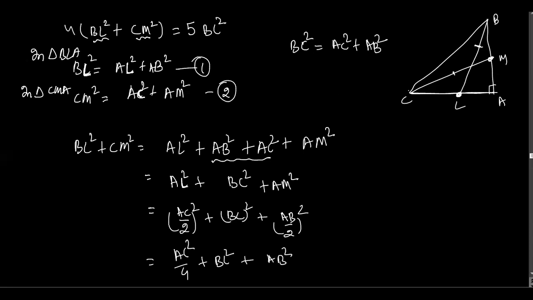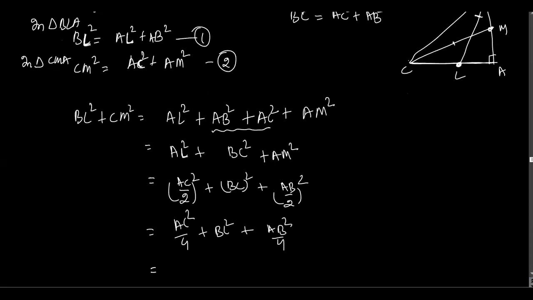Okay, when you take the LCM of all these, जब आप इनका LCM लेंगे तो आप यहाँ पर 4 लिख लीजिए. That will be AC square plus 4 BC square plus AB square. Now you can write it as BL square plus CM square. Now this 4 will go to that side. It will get multiplied there, and you will be able to find the answer. Got it?